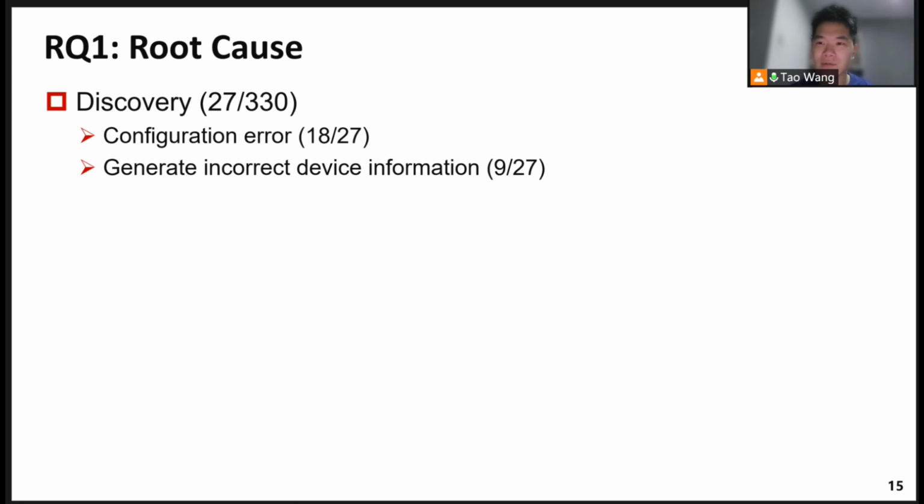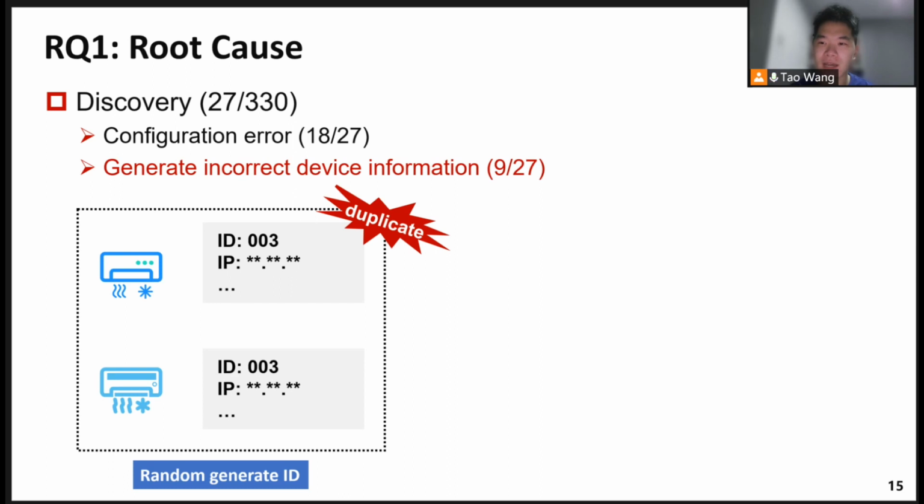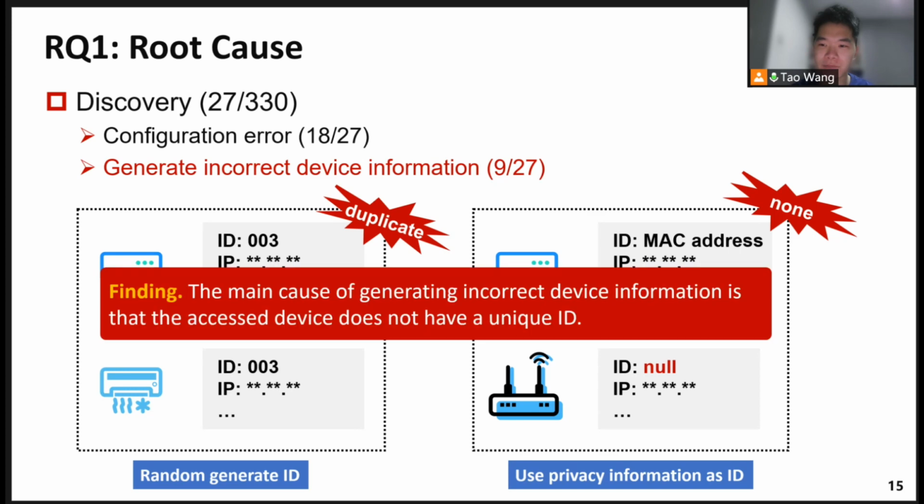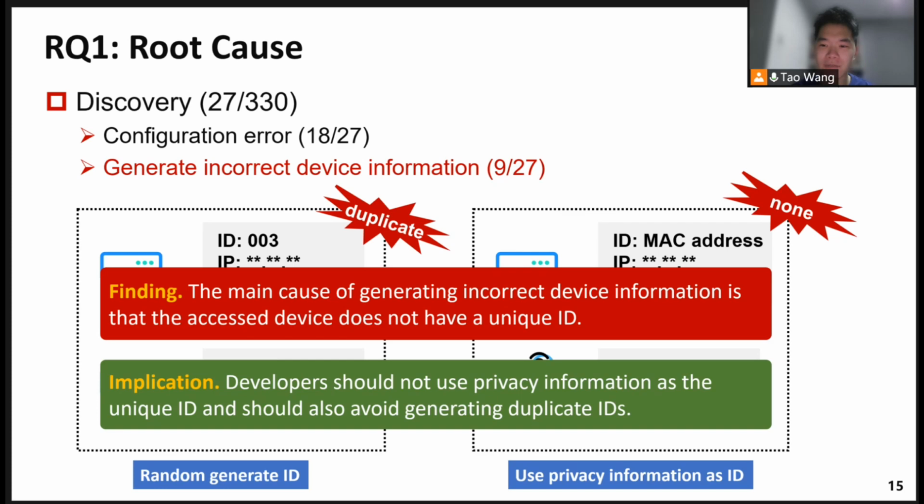Configuration errors and generating incorrect device information related iBugs can happen during the discovery stage. Each device within the system must have its unique ID. Developers can generate duplicate IDs. Some developers use private information as the unique ID, such as the MAC address. However, some devices do not expose their MAC address, making the ID assignment a failure. We found that the main cause of generating incorrect device information is that the accessed device does not have a unique ID, and the developers should not use private information as the unique ID and should also avoid generating duplicate IDs.